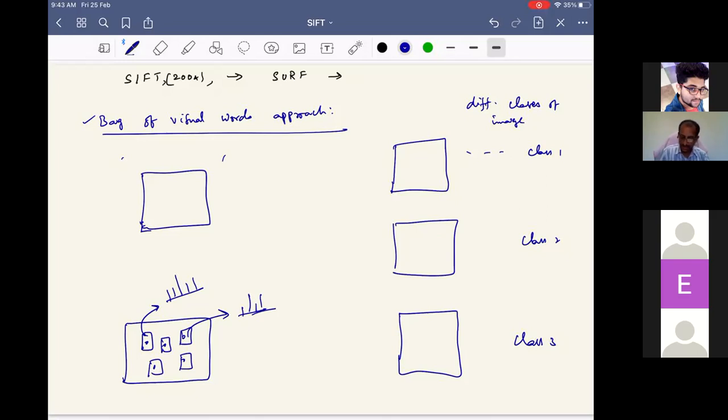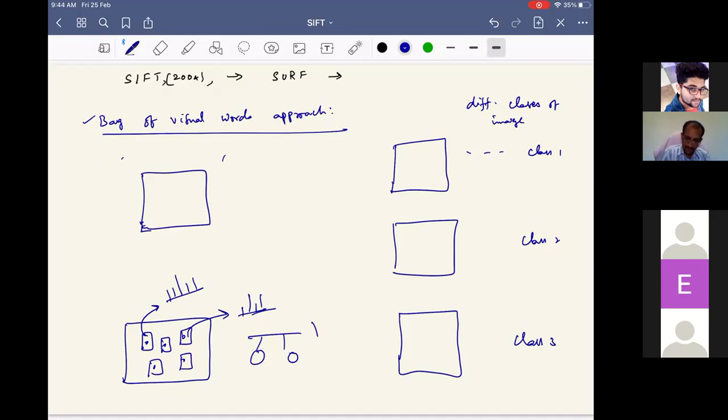So hope you got the point I have mentioned. If I give you a bicycle, for example, you know only that there is a handle and then there are some wheels and so on. But you don't know the connection between them. So that connection can be established in the bag of visual words.